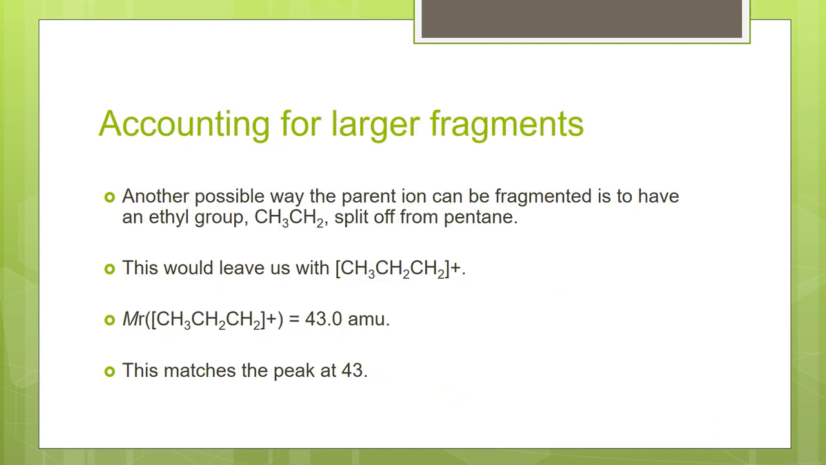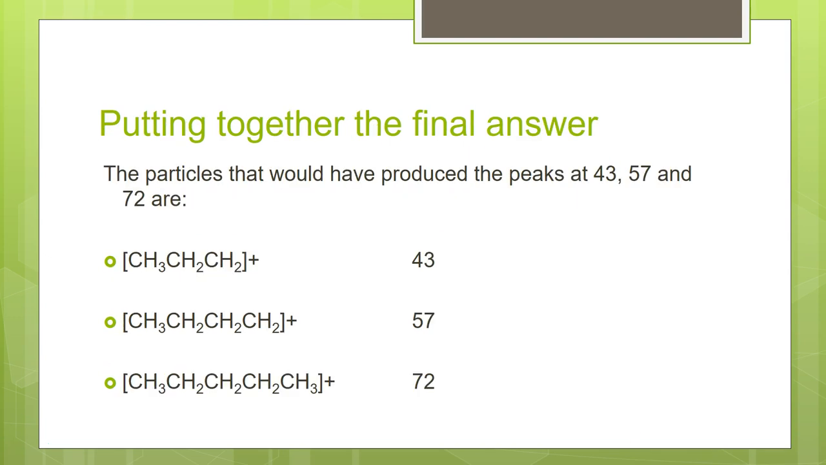So then when we have larger fragments, we need to think about what's happening. Okay, so we could have been left with CH3, CH2, CH2, losing a CH2, CH3, which would give us 43 AMU, and we do in fact see that peak in our spectrum. So it's a matter of looking at the molecule and thinking about what you might have lost, and then seeing if there is a peak in the spectrum that corresponds to what was left over.